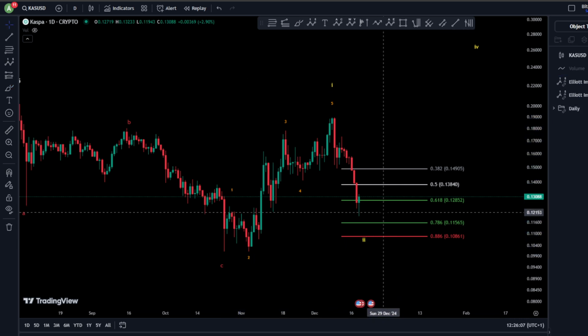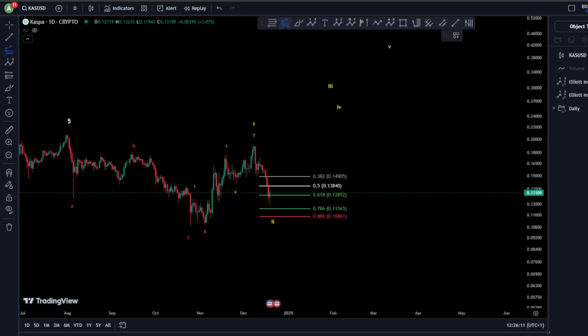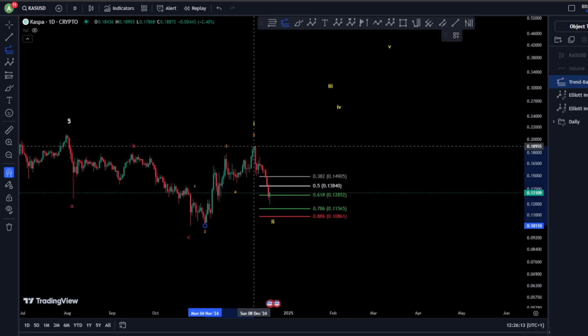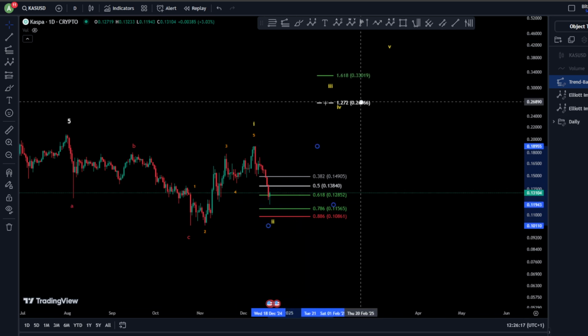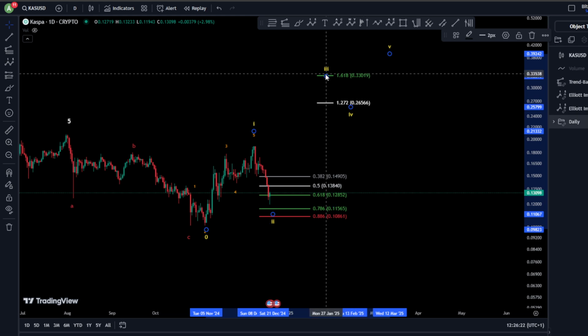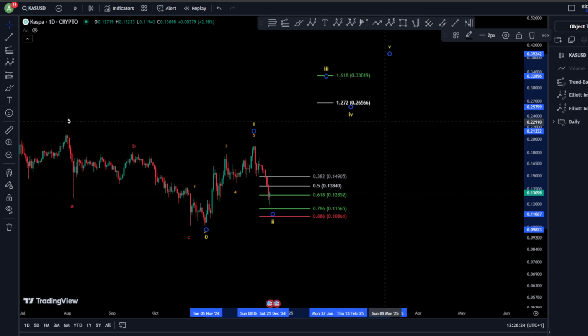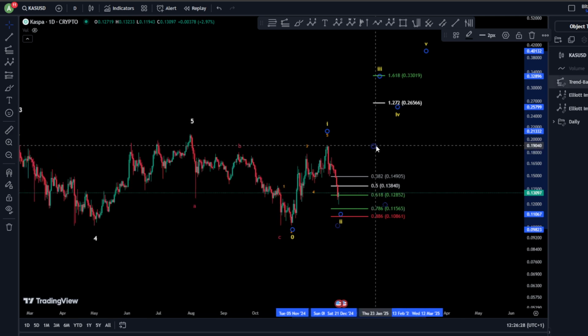And in that scenario, of course, you are bullish and you are looking for a wave 3 towards the upside. Your possible targets are, in case we have bottomed exactly here, of course, and we don't see further lower prices, we are probably looking here for 1.618, 0.33 cent for Kaspa.